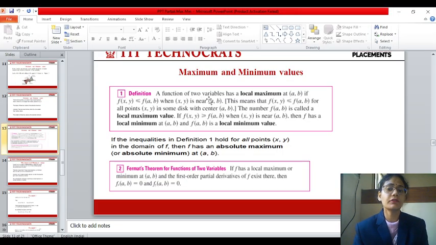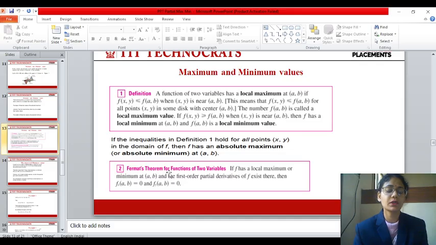A function of two variables has a local maximum at (a, b) if the function at a point (x, y) is lesser than at all the points nearby. This is basically the concept of a disk. If we have a disk around (a, b), the value at points near (a, b) should be lesser than this. Then the number f(a, b) is called the local maximum value, and if it is lesser than the nearby values, this is known as the local minimum value.